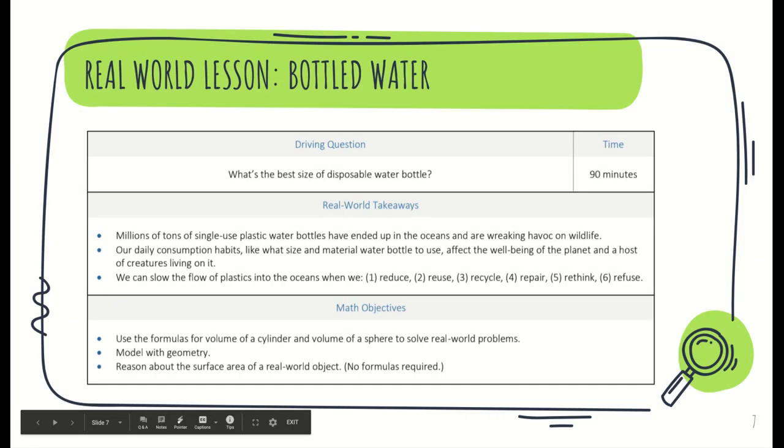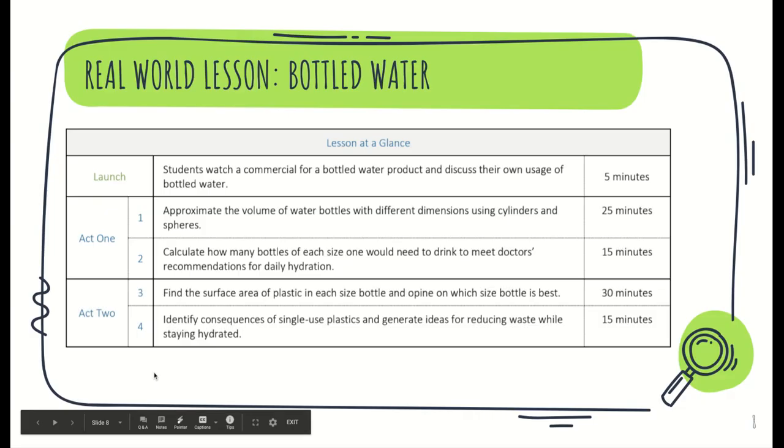The next lesson that I'm going to focus on when I teach this unit has the driving question: what's the best size of disposable water bottle? Millions of tons of single-use plastic water bottles have ended up in the oceans and are wreaking havoc on wildlife. Scholars will use formulas for volume of a cylinder and volume of a sphere to solve real world problems. They're going to model with geometry and reason about surface area.